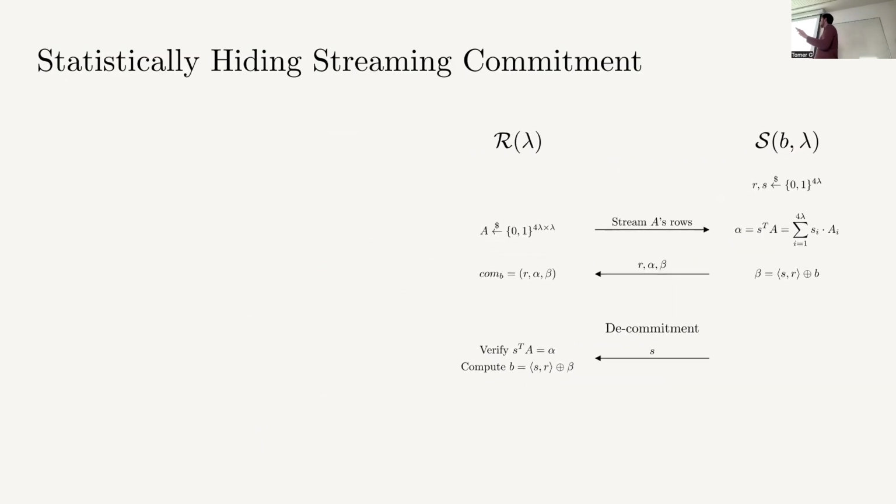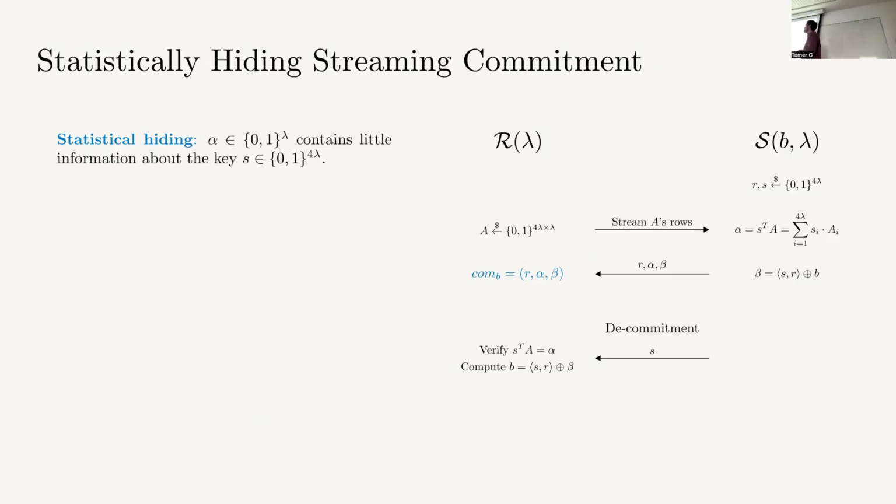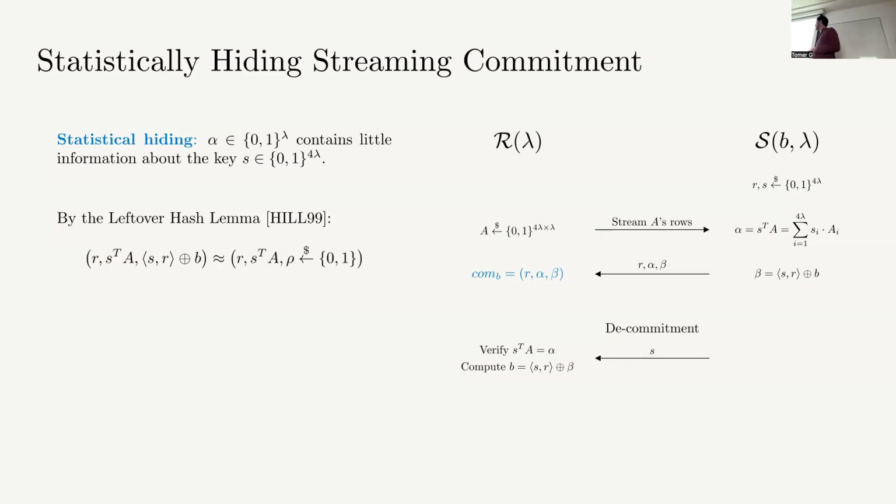Now let's see that it is indeed hiding and binding. So why is it hiding? Note that this is the locked box. All that it needs in order to open the box is S. Some of the information about S is in alpha, because alpha is equal to S transpose A. But there is not enough information in alpha to be informative about the key, because alpha is only lambda bits long. The key is 4 lambda bits long, so there are 3 lambda bits that are lost. So we invoke the leftover hash lemma, which is very common in cryptography, and we show that this looks exactly like just a random bit. So that's why it's hiding.